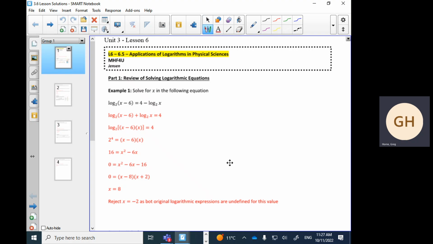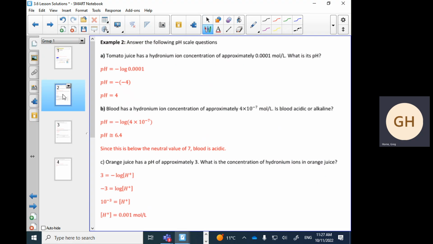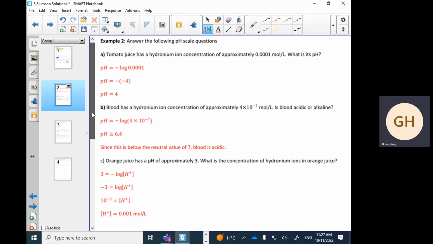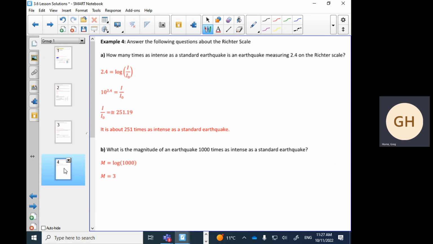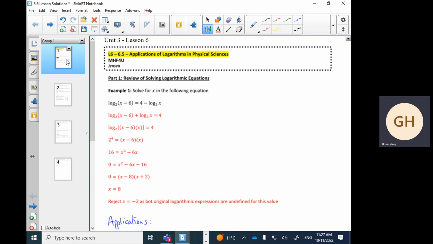But the main focus of this lesson is going to be this kind of stuff where you're applying logarithms. So this is the applications of log stuff down here. It's going to be scientific applications where log is the key property, and our skills allow us to solve real world problems. The pH scale, the decibel scale, and the Richter scale are the three examples we'll look through.